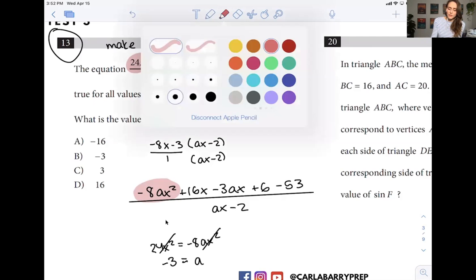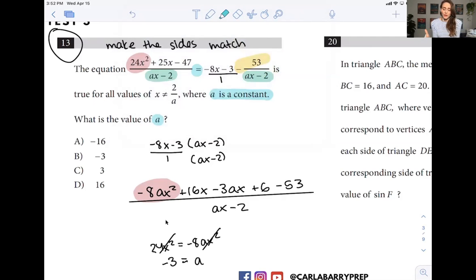I could have also zoomed in on a different part of this. So I could say that 16x minus 3ax is equal to 25x. Always just make sure that you account for each part on each side of the equal sign. So it doesn't really matter which part you pick, just pick a part that has the constant and then set the two sides equal. So now let's see, what would we have done if we wanted to solve this just by looking at it?